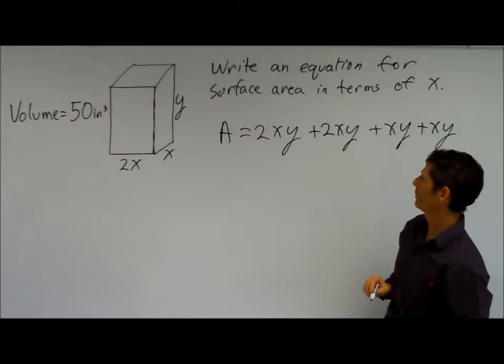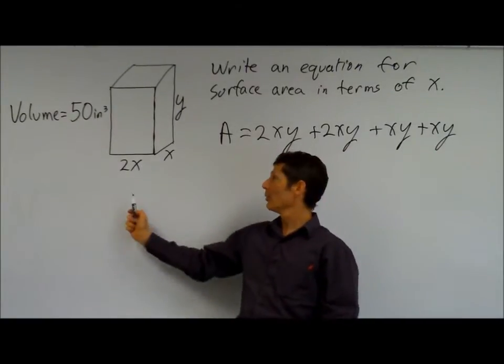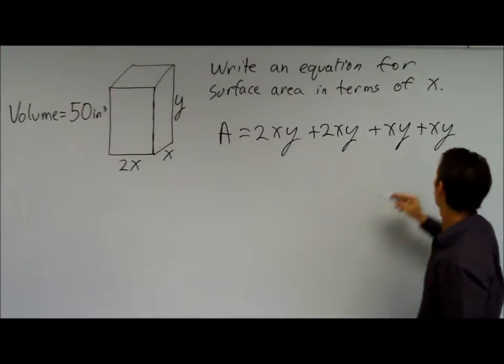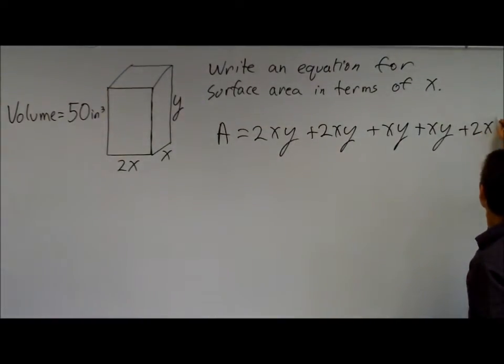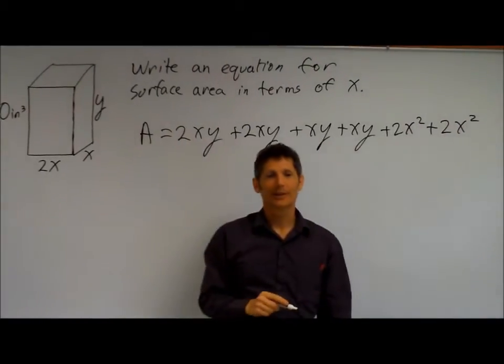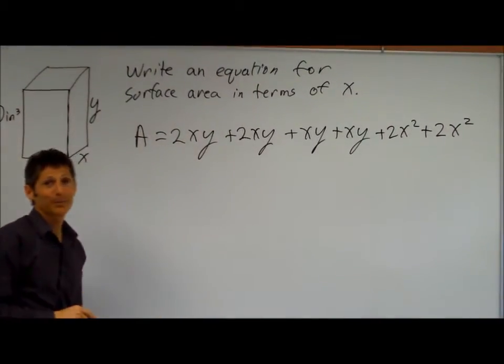What am I missing, Ms. Stewart? I think the bottom and the top. Oh, yeah. So the bottom, 2x times x, also known as 2x squared. And the top is also 2x squared. You got that whole thing? I do. That's a big surface area. That's a lot of surface going on.